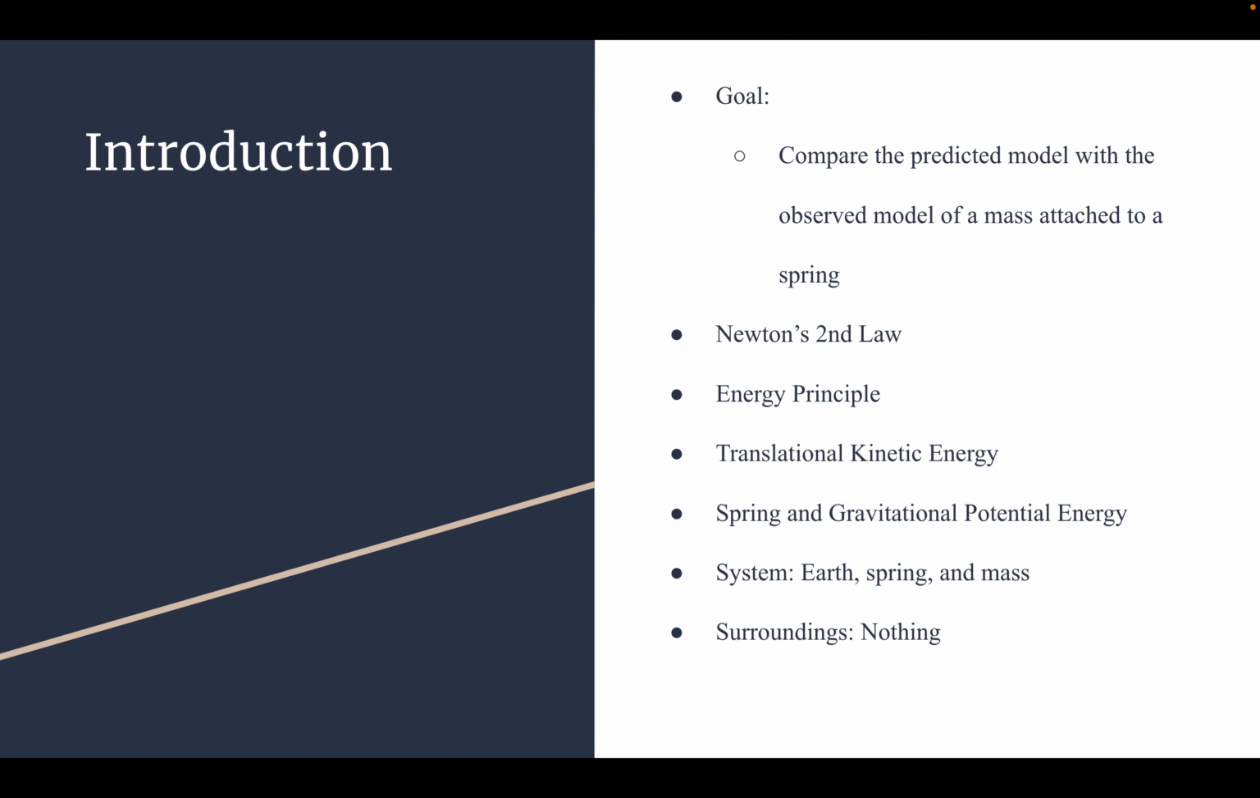And some key topics that will be discussed in today's lab will be Newton's second law, the energy principle, translational kinetic energy, spring and gravity potential energy, and the system of this experiment is the Earth, the spring, and the mass of the object. And for surroundings, it is nothing.